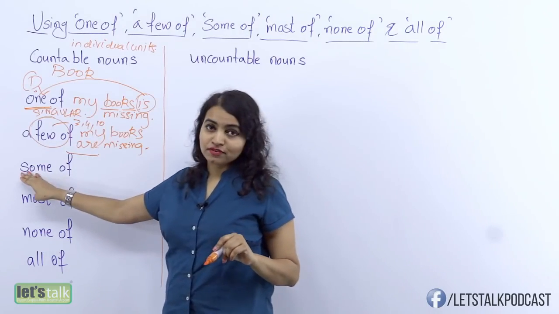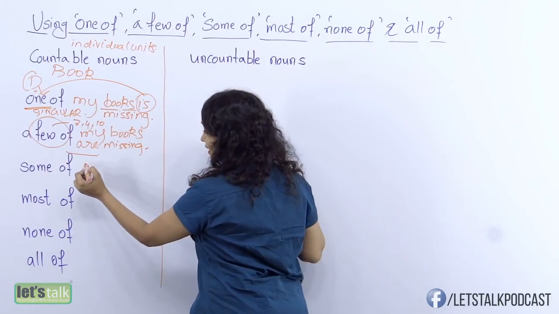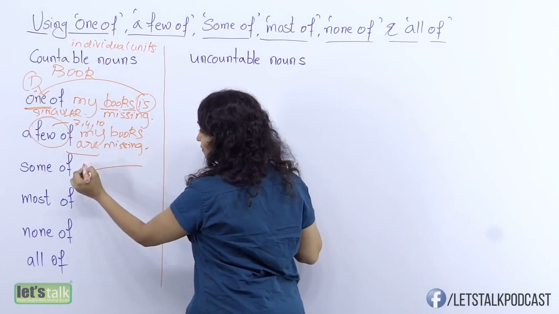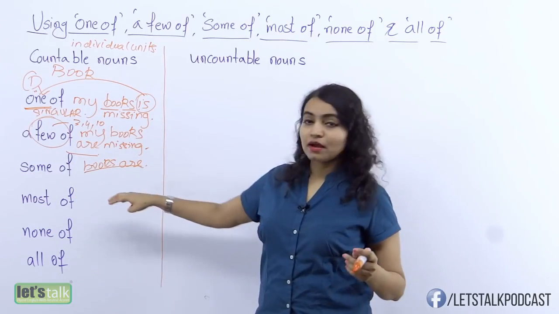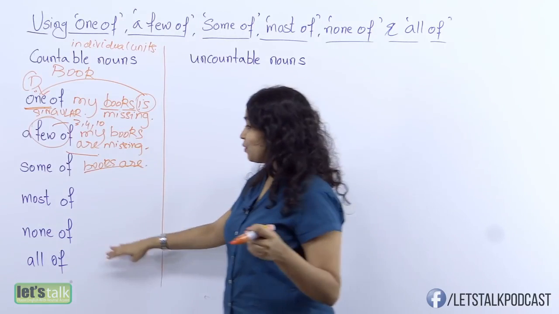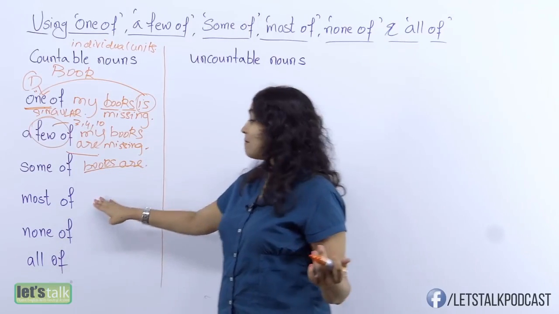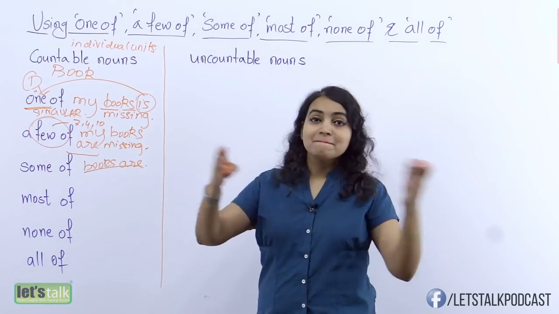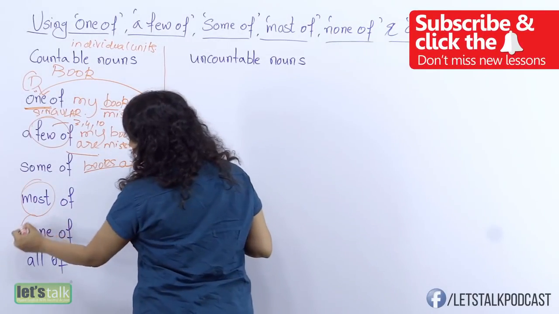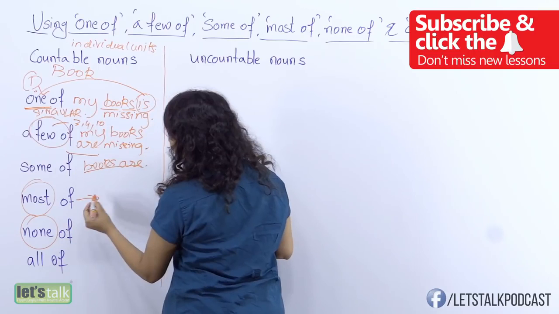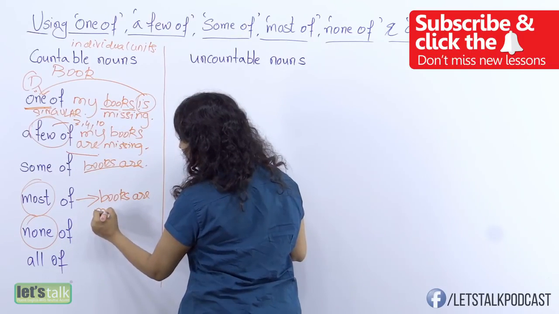What about some of? Again, you would say some of my books are missing. The same as above, okay? And what about the other 3 expressions, which is most of, none of, and all of? Well, exactly the same. Most of refers to many, which is again plural. So you will always say most of my books are missing.